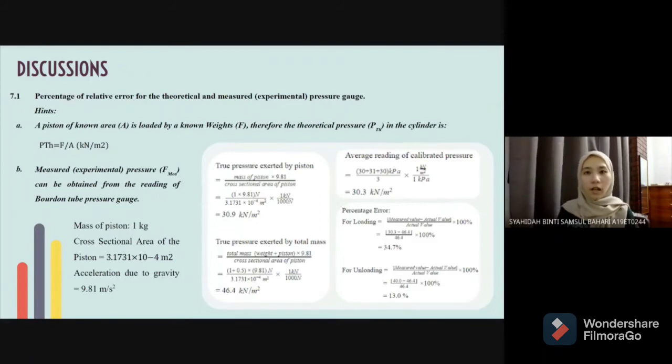After that, in order to find the percentage error for loading, the formula is measured value minus actual value, divided by actual value, and times 100. And the answer is 34.7% for loading. And the percentage error for unloading is equal to 13%.